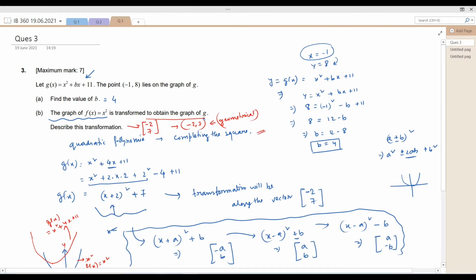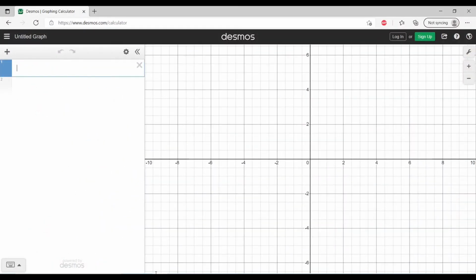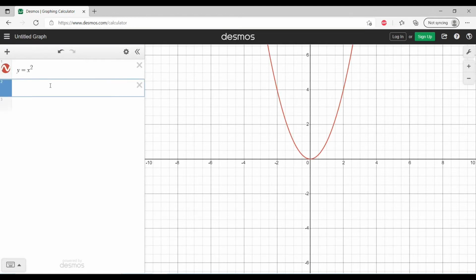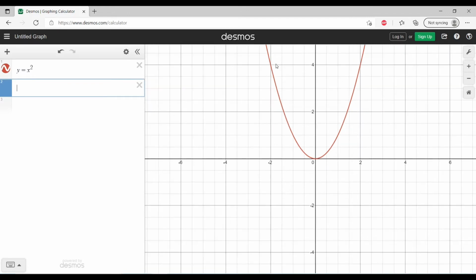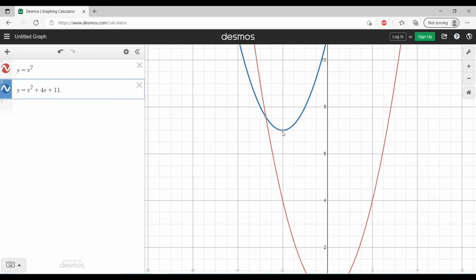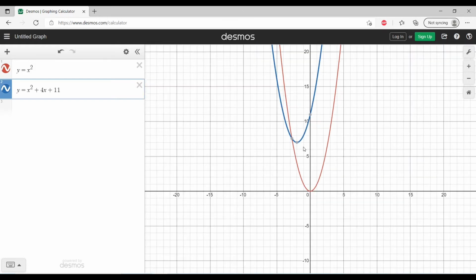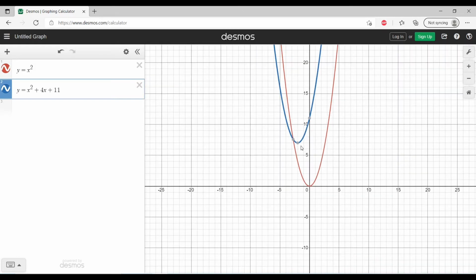Now just see the Desmos. First of all, y equals x square. This is just for your visualization. You will not get any type of calculator or graph in this particular paper. So just see the particular thing. This is y equals x square, and y equals x square plus 4x plus 11. So this is the graph. Here you can see the point is minus 2 comma 7 that we have deduced. That is along x-axis minus 2, along y-axis 7. So this is the shifted graph. So in this way you can do this problem.